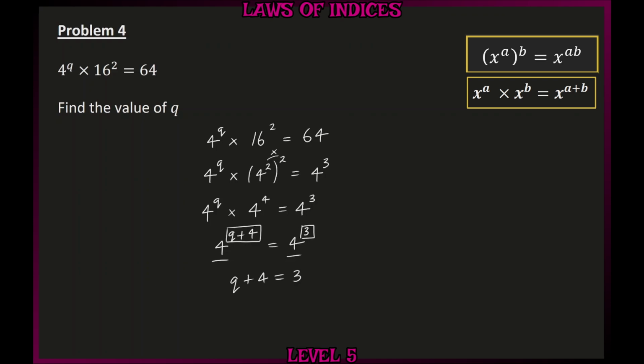To solve this equation and find the value of q, we can subtract 4 from both sides, and we get to our final answer, which is that q is equal to 3 minus 4, which is minus 1.